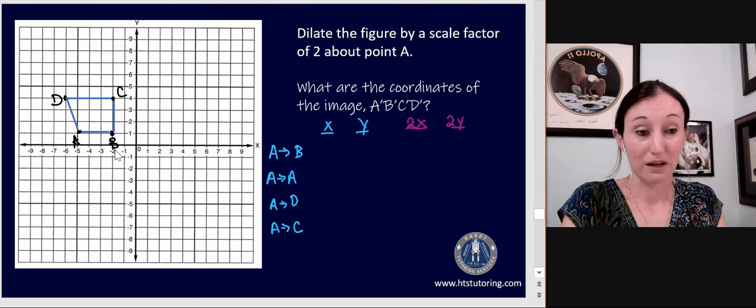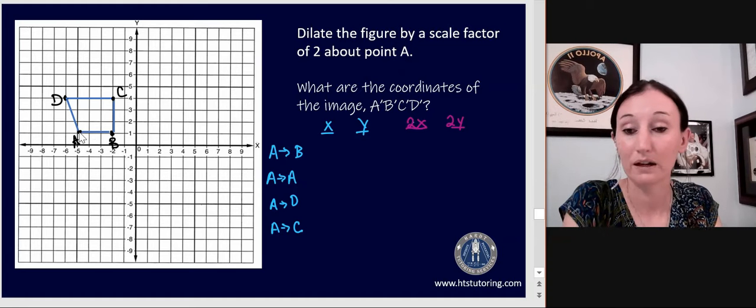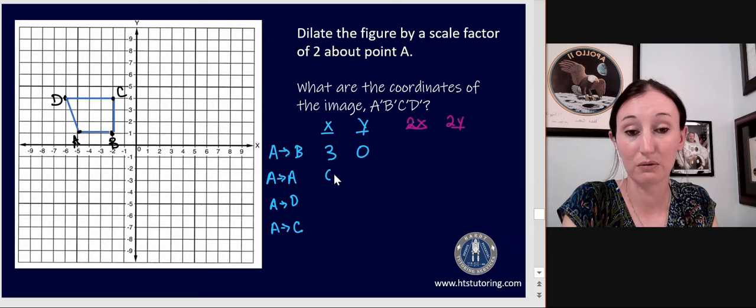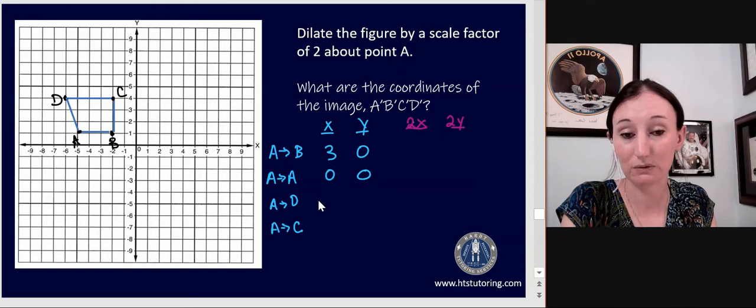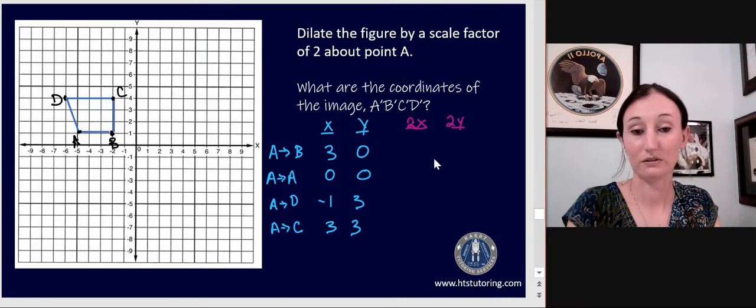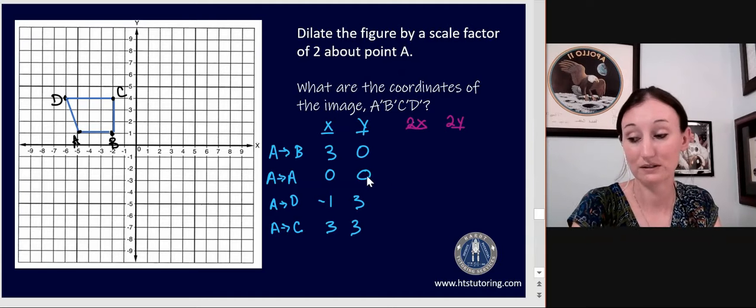So the xy between A and B, well, let's look at that. All right, A, we're going 1, 2, 3. +3 in the x and nothing in the y. A to A, we don't move. 0, 0. A to D, we go -1, up 1, 2, 3, up 3. And A to C, we go 3 in the x and 3 in the y. Okay? So we have found our originals at this point. These are our original xy distances.